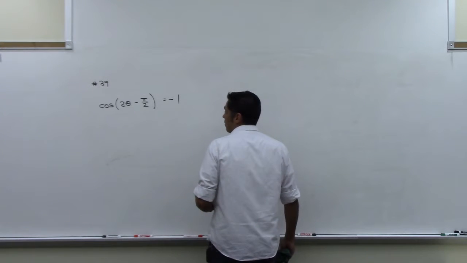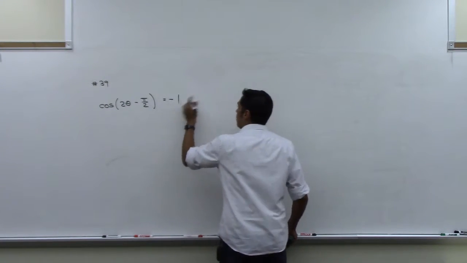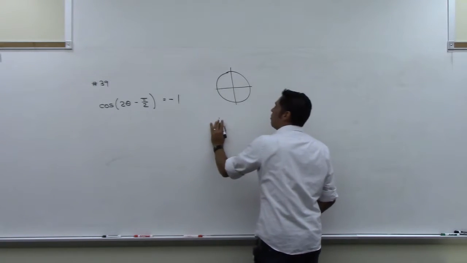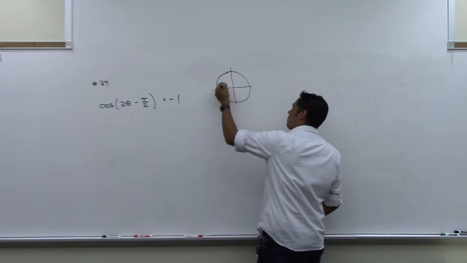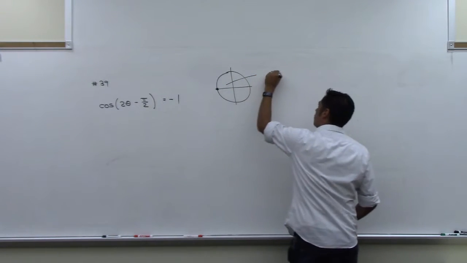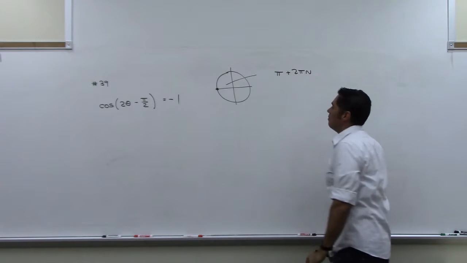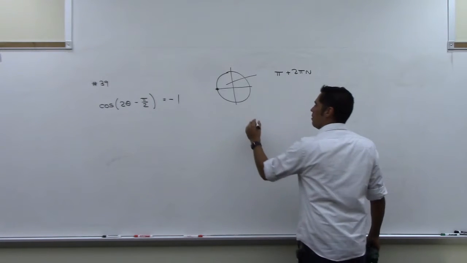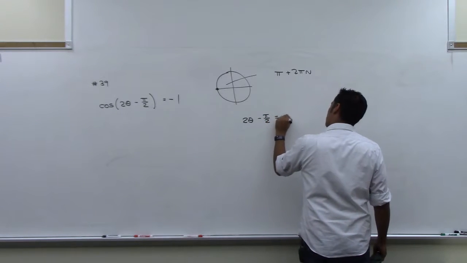All right, well, we want to know when cosine of something is equal to negative 1. That's the x-coordinate. So cosine, the x-coordinate is negative 1. That only happens here, and that's at pi, right? So this general solution would look like pi plus 2 pi n, since full rotations get you back there. We need the argument, which is 2 theta minus pi over 2, to be equal to this.